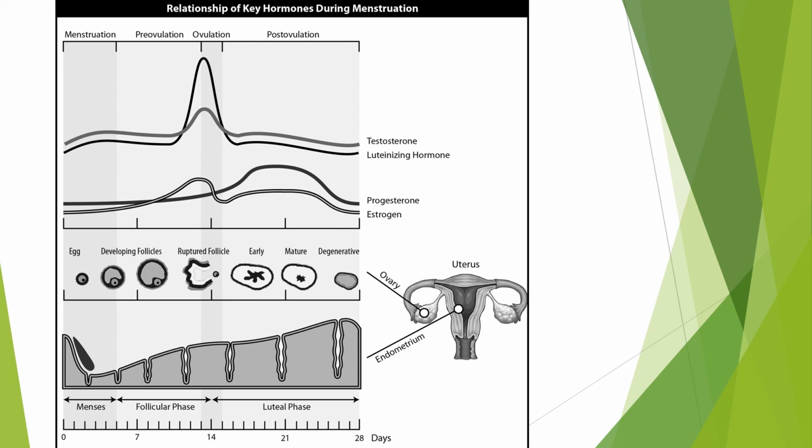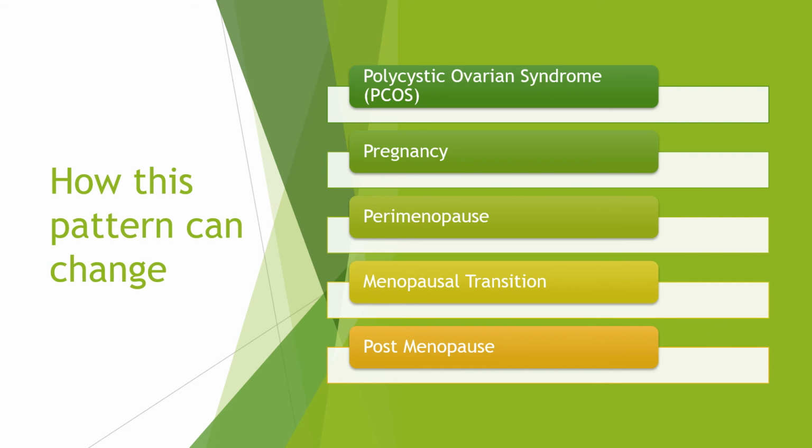Days 25 to 28, if no egg is fertilized and implanted, then both progesterone and estradiol levels will begin to drop. The lining gradually loses its structure, and menstruation begins again. So that was the overall structure. Now let's turn to look at how this pattern can change. We're going to do a quick overview of how the pattern changes at different stages in a woman's life.